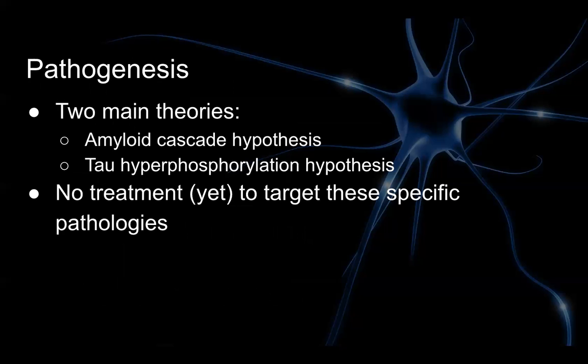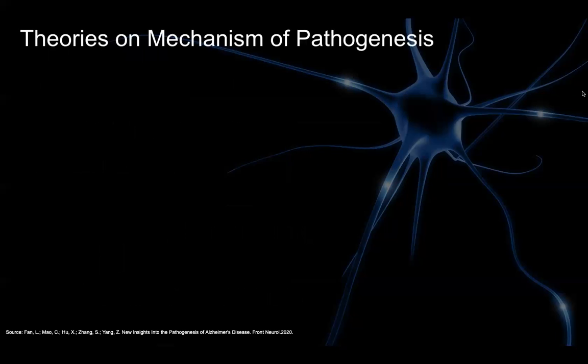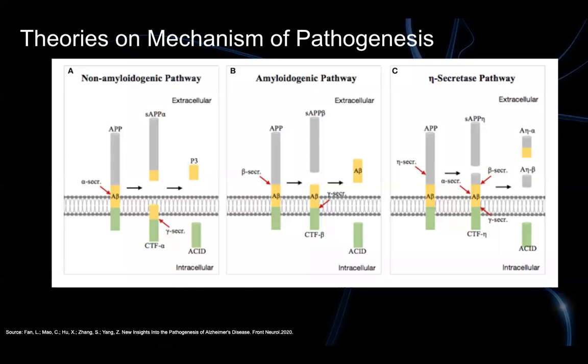The two main theories behind Alzheimer's disease are the amyloid cascade hypothesis and the tau hyperphosphorylation hypothesis. The amyloid cascade hypothesis was the first hypothesis for the pathogenesis of Alzheimer's disease and is based on the presence of the amyloid beta plaques in the brains after autopsies. In this pathway, amyloid precursor protein, APP, is cleaved by an enzyme to form transmembrane amyloid beta and can be accomplished in three different ways that result in either normal physiology or Alzheimer's disease pathology.